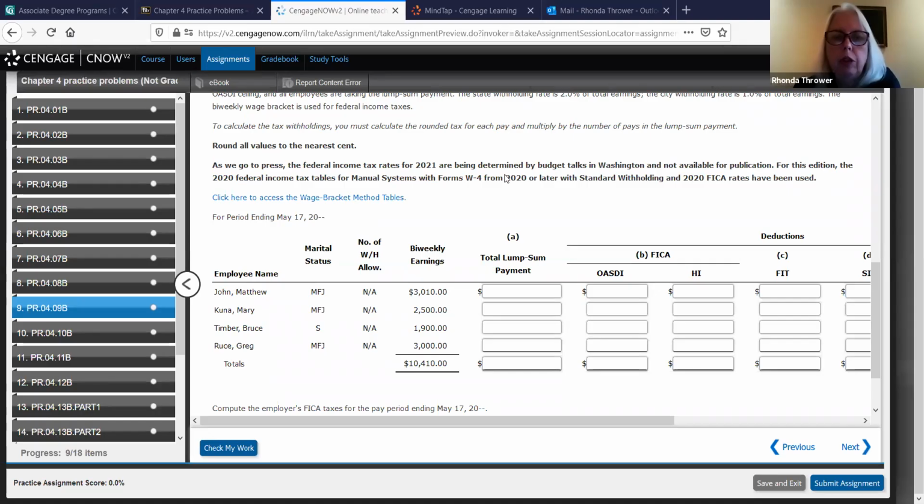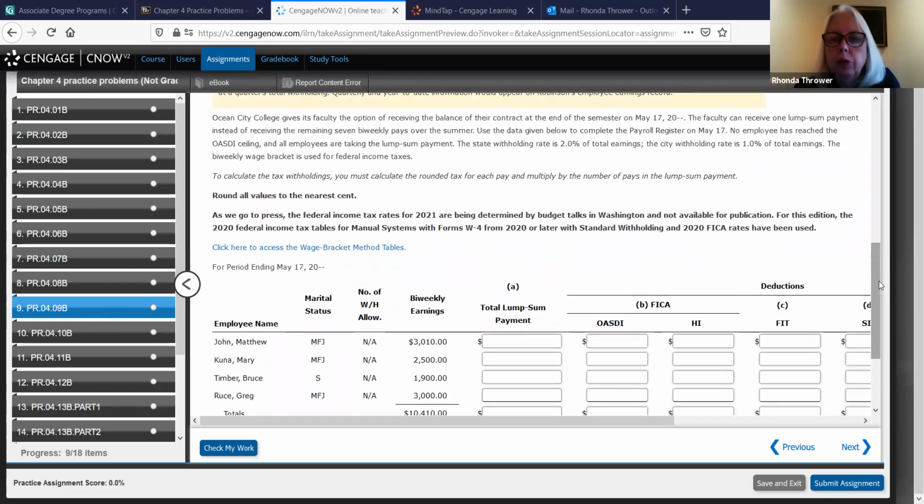I'm sharing with you now problem 9 from chapter 4, problem 9b. What we're going to be doing in this particular problem is calculating the net pay, and we're also going to look at each one of the taxes that we withhold from our employees' paychecks, and how to calculate the amount of the federal income tax.